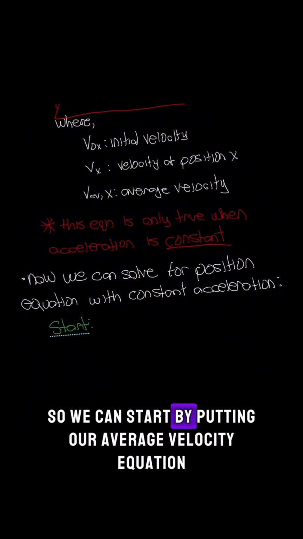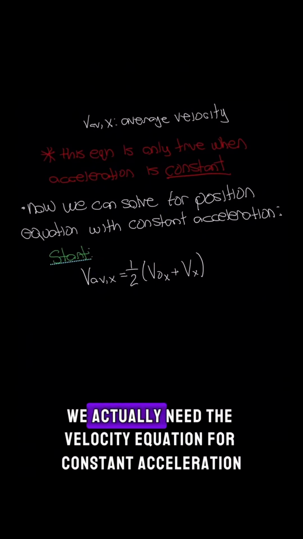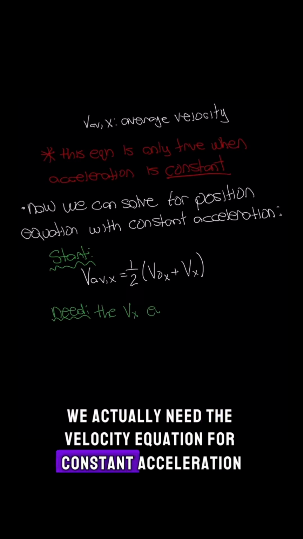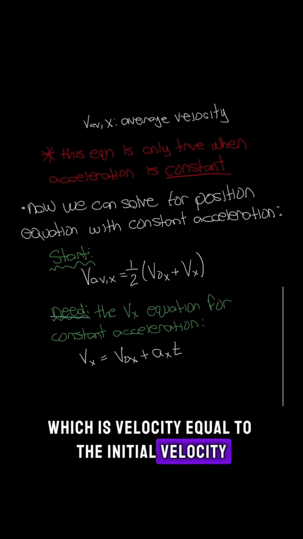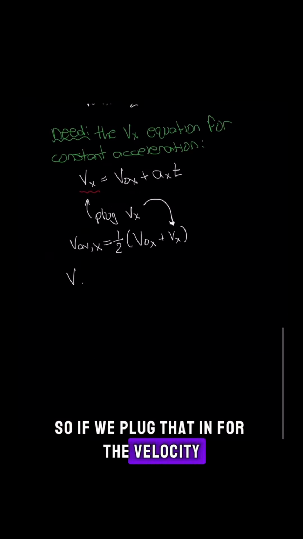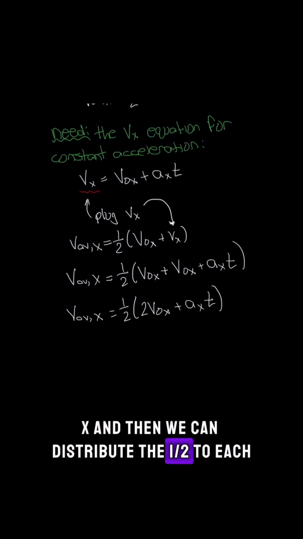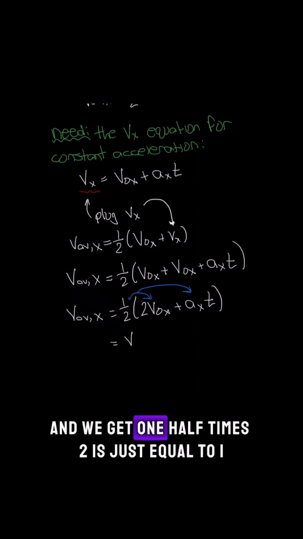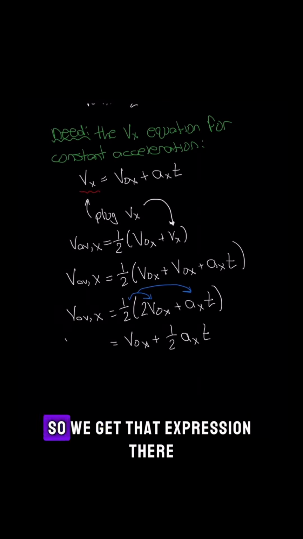So we can start by putting in our average velocity equation we just found. And I just want to note that we actually need the velocity equation for constant acceleration that we found in the last video, which is velocity equal to the initial velocity plus the acceleration times time. If we plug that in for the velocity, we get this expression here. Then we can add those two velocities to get 2 v0x, and then distribute the 1/2 to each term. 1/2 times 2 is just equal to 1, and 1/2 times 1 is equal to 1/2. So we get that expression there.